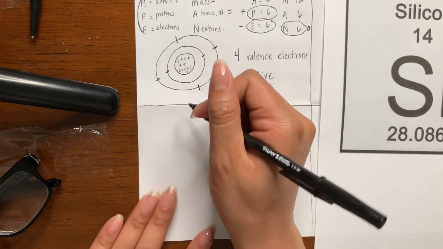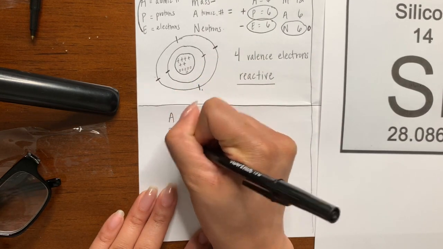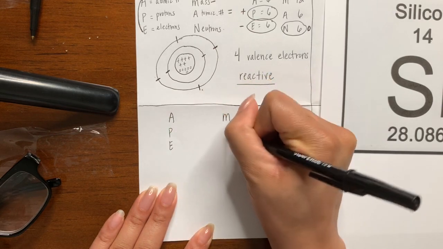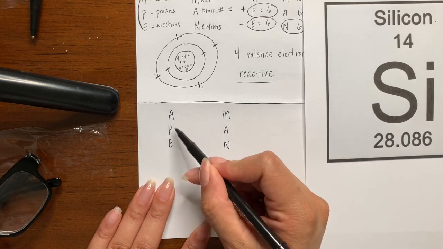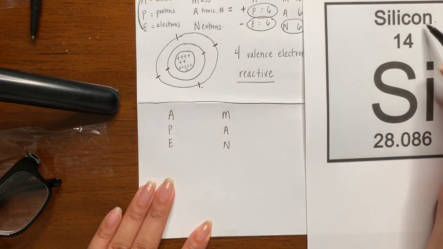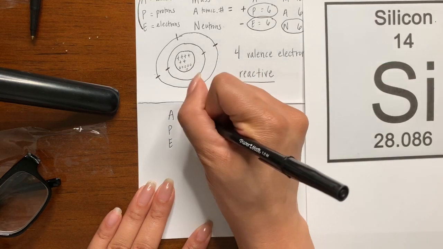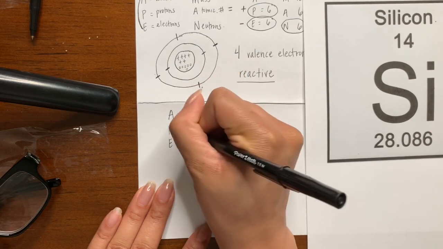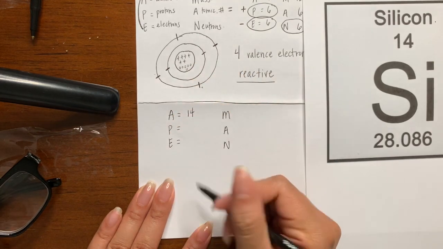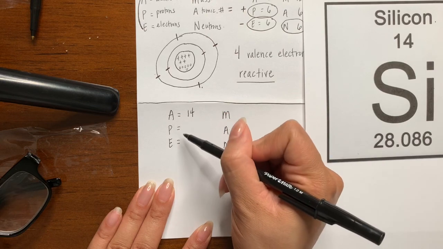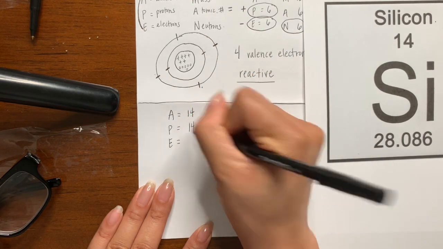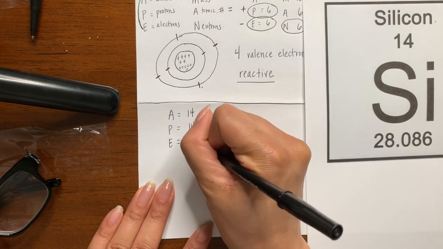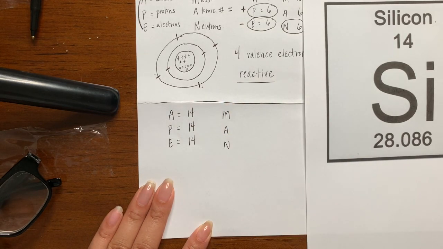We're gonna do A-P-E-M-A-N. We know that A stands for atomic number. Our atomic number is 14. We know that A equals P equals E, which means atomic number equals protons equals electrons. So we also have 14 protons and 14 electrons.